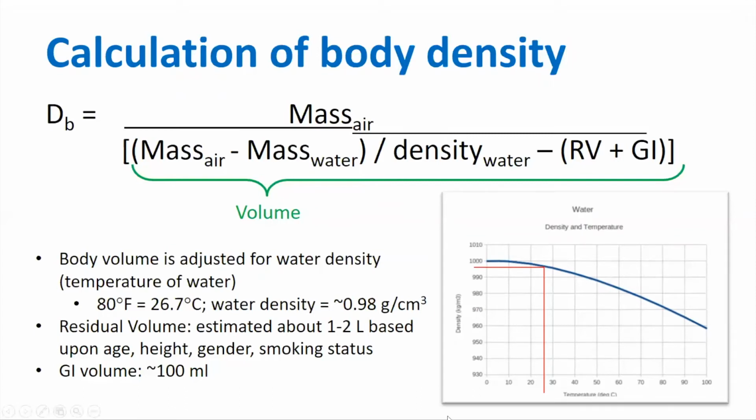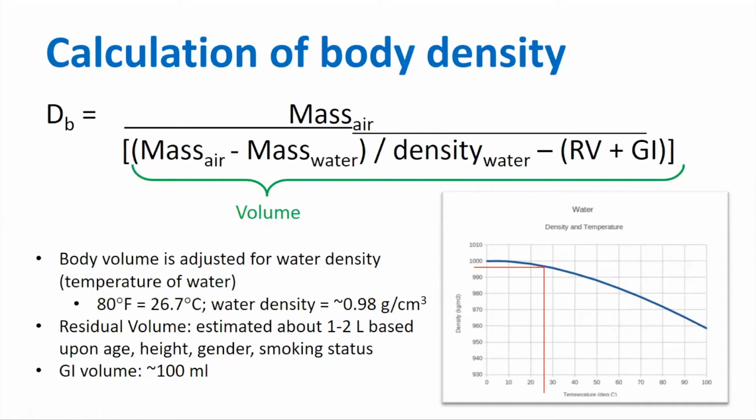This chart shows you the relationship between water temperature and density, where the higher the temperature, the lower the density. So in water that is 80 degrees Fahrenheit or 26.7 degrees Celsius, this corresponds with a density of 0.98 grams per cubic centimeter.